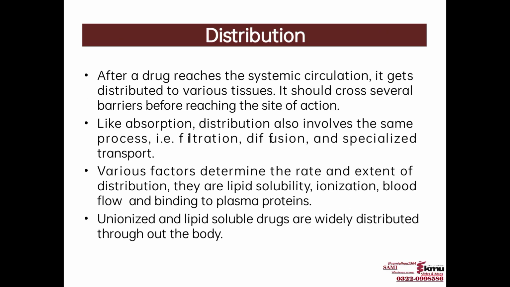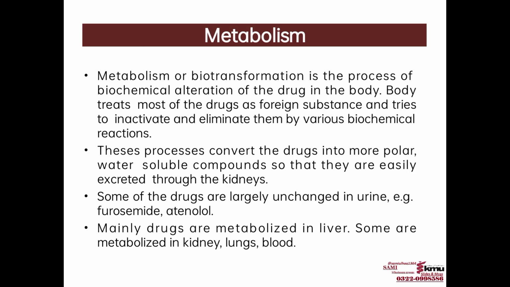Distribution: after a drug reaches the systemic circulation, it gets distributed to various tissues. It should cross several barriers before reaching the site of action. Like absorption, distribution also involves the same processes: filtration, diffusion and specialized transport. Various factors determine the rate and extent of distribution. They are lipid solubility, ionization, blood flow and binding to plasma protein. Unionized and lipid soluble drugs are widely distributed throughout the body. What is metabolism? Metabolism or biotransformation is the process of biochemical alteration of the drug in the body.